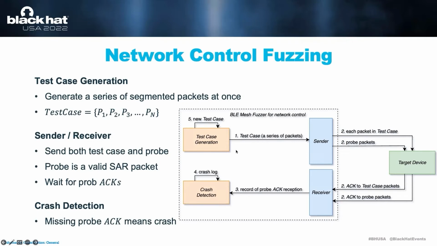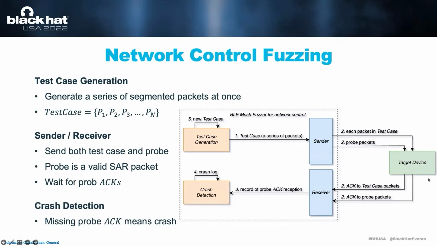Okay, let's move to the network control fuzzer. The network control fuzzer is also composed of 3 main modules: the test case generation, sender and receiver, and the crash detection. A test case is also defined as a series of segmented packets. And our fuzzer will send these segmented packets to the target device one by one. And notice that the sender will also send some probe packets to the target device at the same time. Here, the probe packets are valid segmented packets, and they are used to detect the crash.